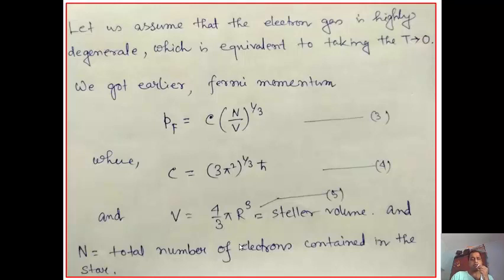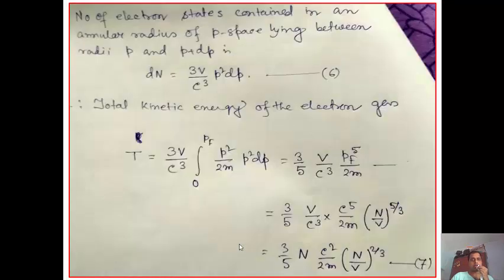We got earlier that the Fermi momentum can be obtained from the Fermi energy. We know that Fermi energy EF equals Pf square by 2m, so Pf equals C n by V whole to the power 1/3, where C equals 3 pi square whole to the power 1/3 into h cross, and V equals 4/3 pi R cube, the stellar volume, and n equals the total number of electrons contained in the star. The number of electron states contained in an annular shell of p space lying between radius p and p plus dp is dn equals 3V by C cube, where C is a constant.